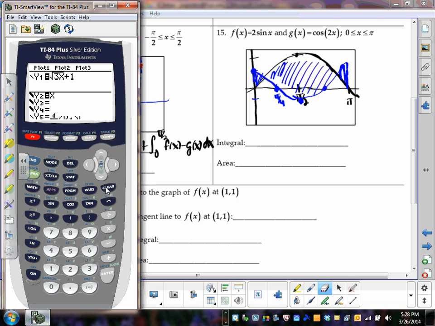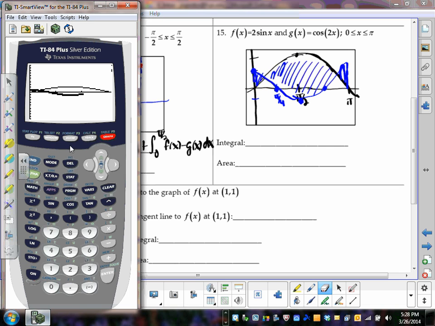So we're going to type into the first part 2 sine x, second part cosine of 2x. Make sure your mode, since we're doing sine and cosine, is in radians. And I'm going to set my window so that it matches the window that we need, from 0 to pi. And then graph. So there is my sine function and then my cosine function.